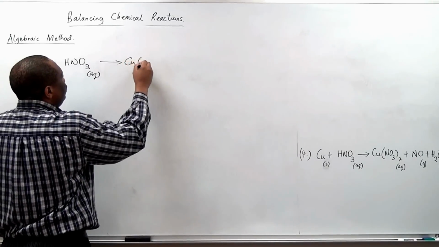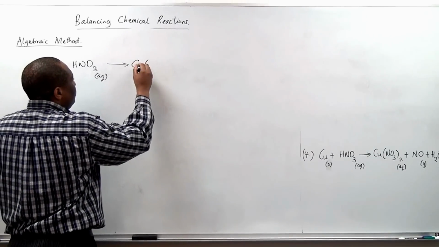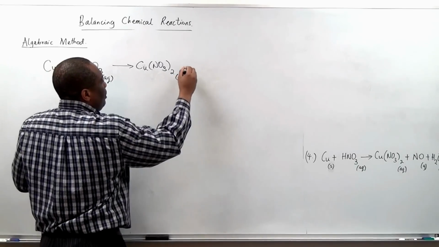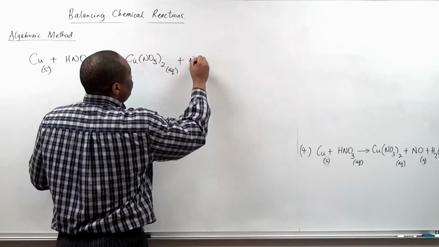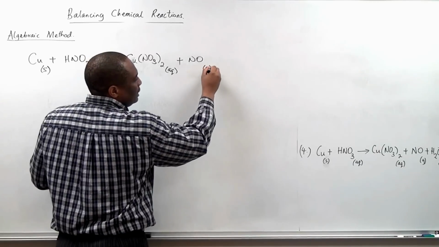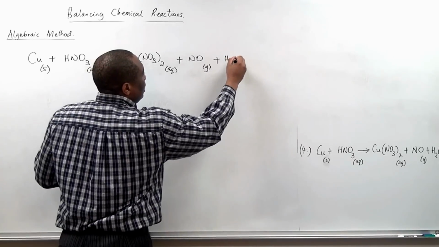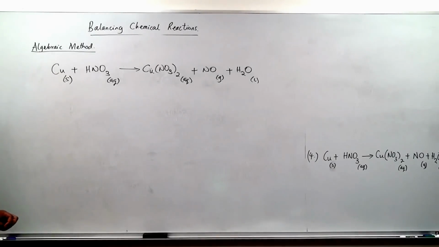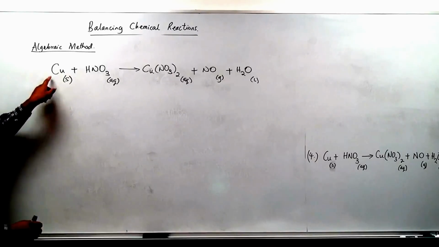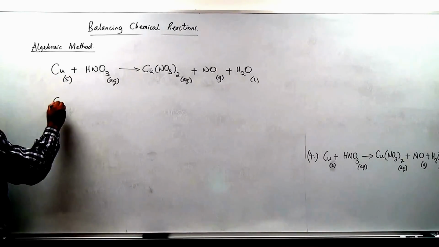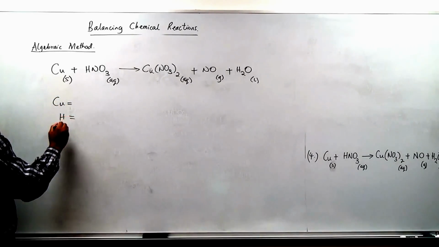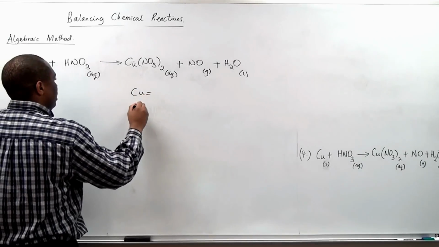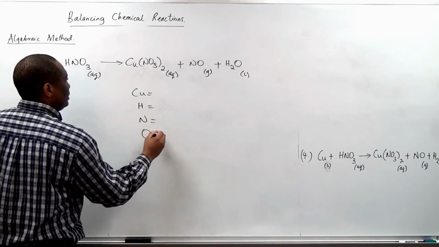To give copper trioxonitrate 5, plus nitrogen 2 oxide, gas, and liquid water. Okay? Alright. So now let's list them: copper, hydrogen, nitrogen, and oxygen. The same thing here: copper, hydrogen, nitrogen, and oxygen.